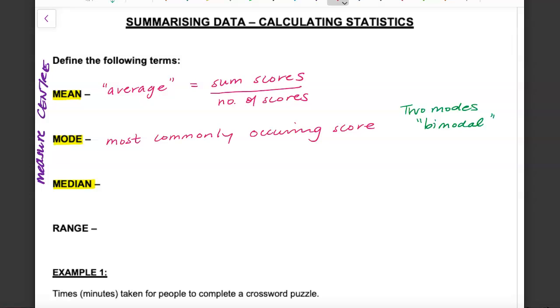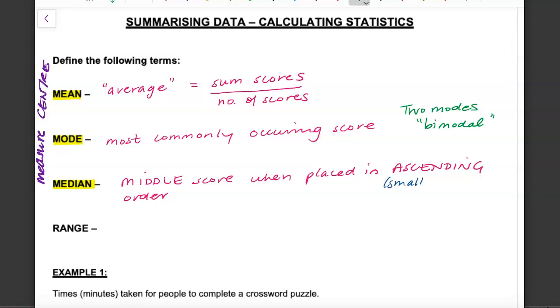Now the median involves sometimes a calculation, but it actually represents position. It is in fact the middle score when our scores are placed in ascending order. And ascending means smallest to largest. So this one's very much about the position of scores. What score is sitting in the middle position when we put them in order?